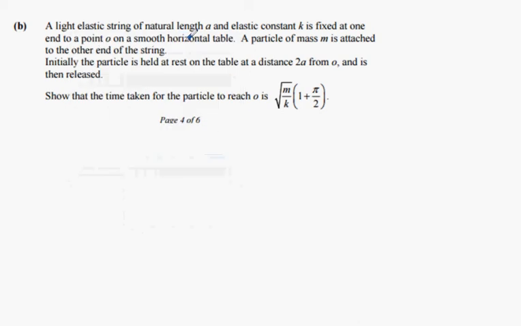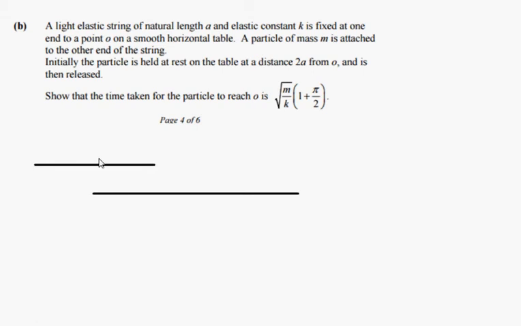2005 part B. A string of natural length a and elastic constant k is fixed at one end to a point O on a smooth horizontal table. A particle of mass m is attached to the other end of the string. Initially the particle is held at rest on the table a distance 2a away from O and is then released. Show that the time taken for the particle to reach O is root m over k, 1 plus pi over 2.